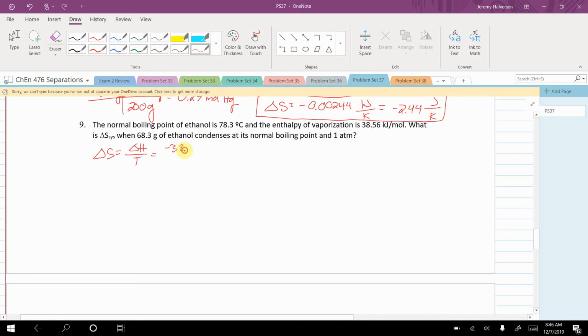So negative 38.56 kilojoules per mole. Temperature 78.3, plus 273, I got 351.3 Kelvin. That gives me negative 0.1098 kilojoules per mole Kelvin. But again, is that my total entropy change? No, that's my entropy change for 1 mole condensing. But I'm not condensing 1 mole, I'm condensing 68 grams. So I've got to figure out how many moles that is.